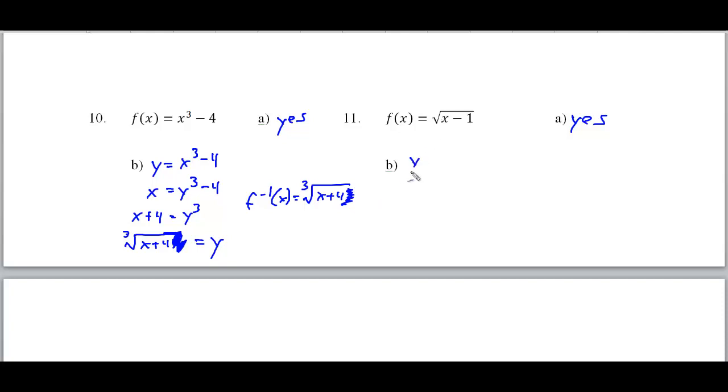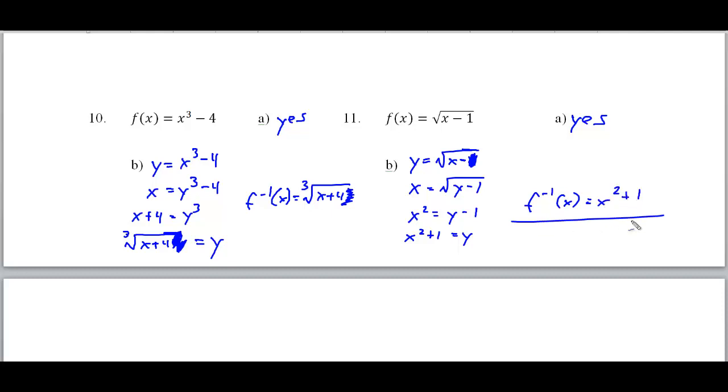Okay, so what we're going to do here, take our equation, y equals the square root of x minus 1, and then flip-flop, we get x is equal to the square root of y minus 1. Then just square both sides, so we get x squared is equal to y minus 1. Then move the 1 to the other side, x squared plus 1 equals y. So my inverse of f of x is equal to x squared plus 1. Bam. There's my inverse equation.